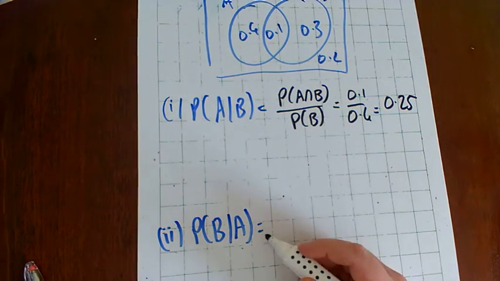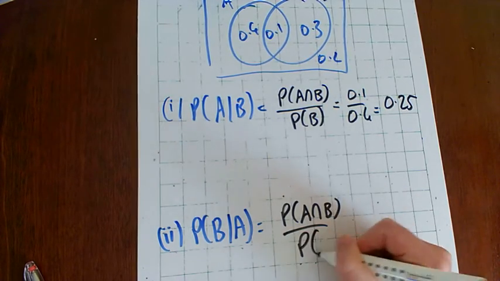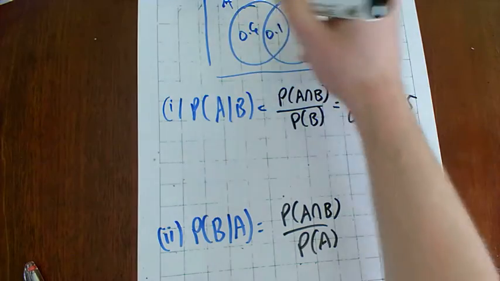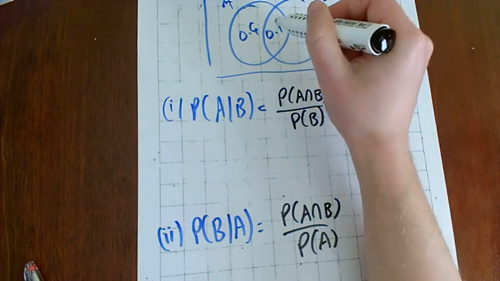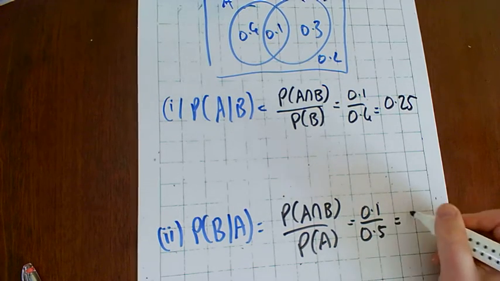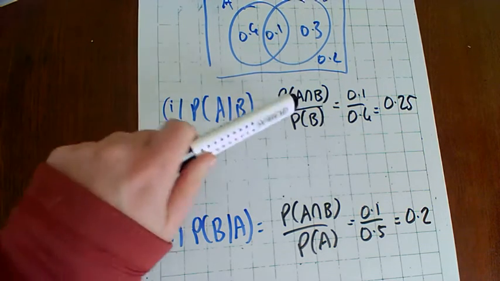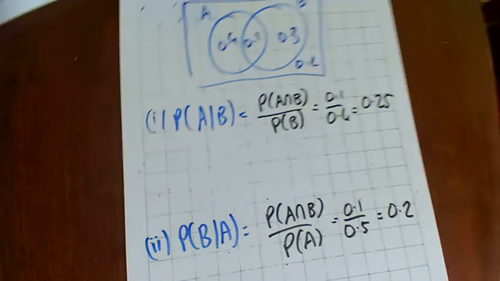The probability of B given A is the probability of the intersection over the probability of A. Because you're given A, it must be out of A, and it's the probability that it's also B, so it's this one. So again, it's 0.1 out of 0.5, which is 20% or 0.2. You don't necessarily have to use this formula if you can see it from there. But here's the next one, where you do have to use the formula.